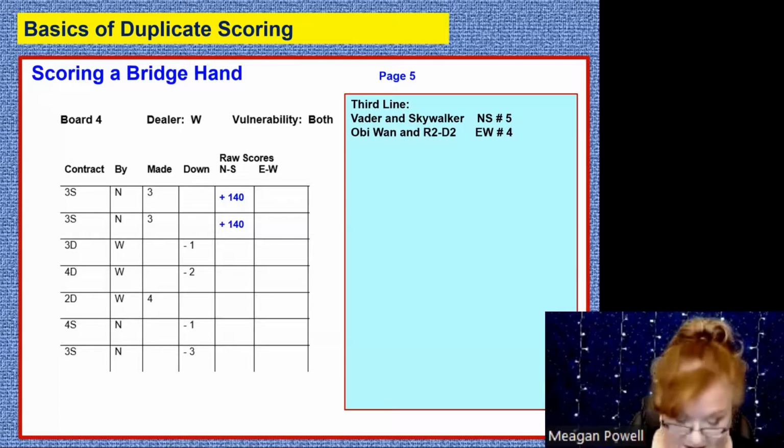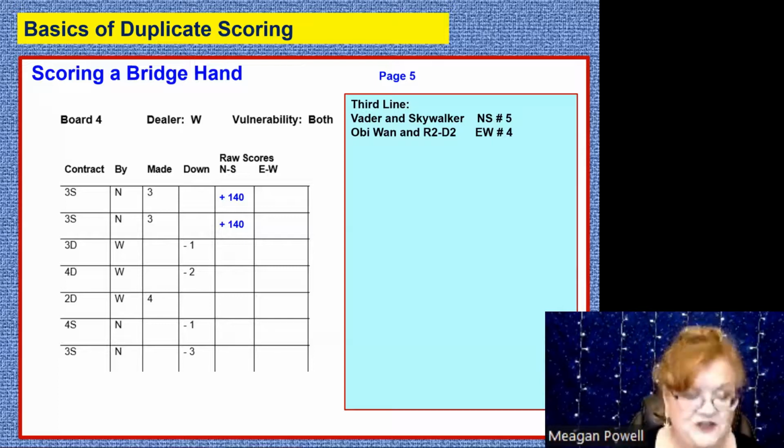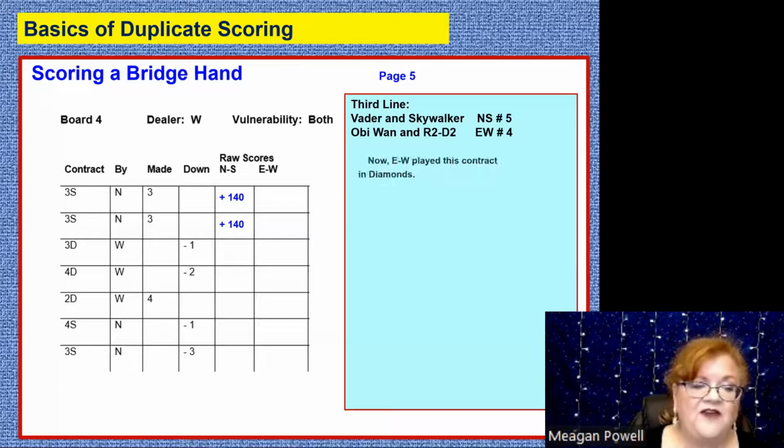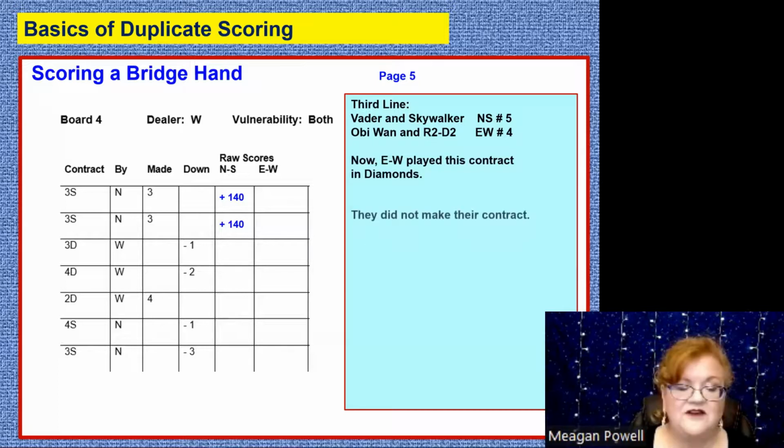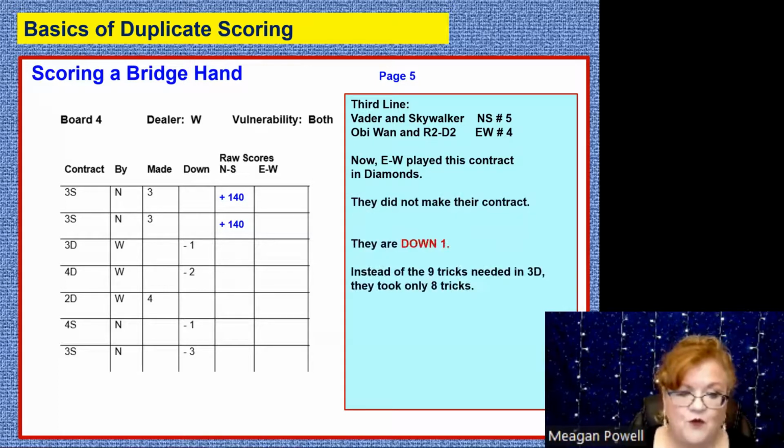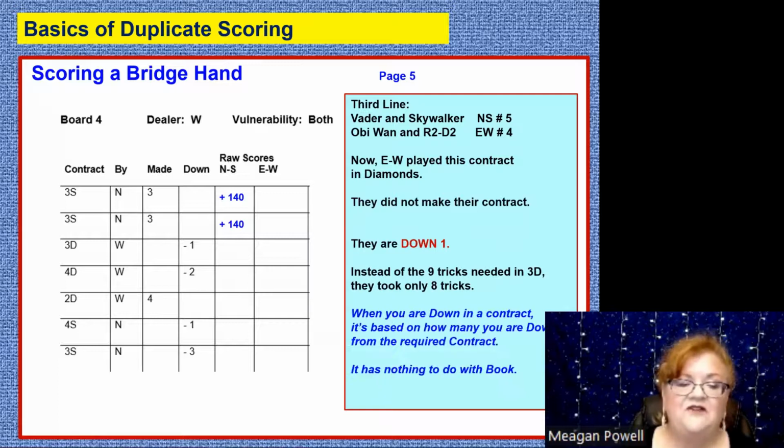But look what happened. Obi-Wan and R2-D2 did not make their contract. They needed 9 tricks in 3 diamonds. They are down 1, which means instead of 9 tricks, they only took 8. They are down 1. Now, if East-West played this contract in diamonds and didn't make it, and they're down 1, they have to give the opponents a positive score.